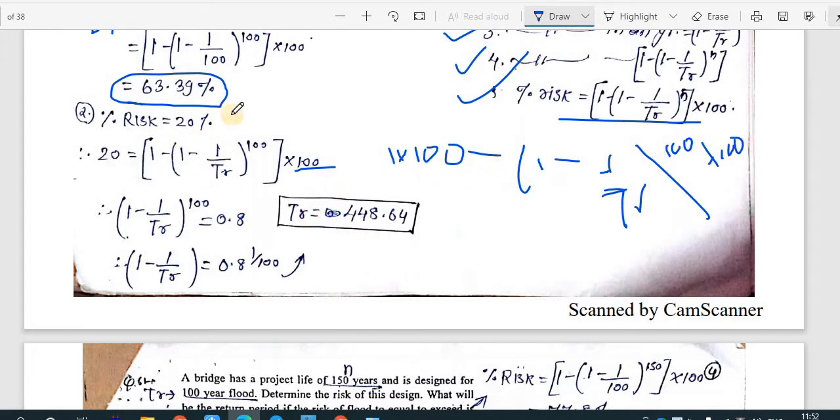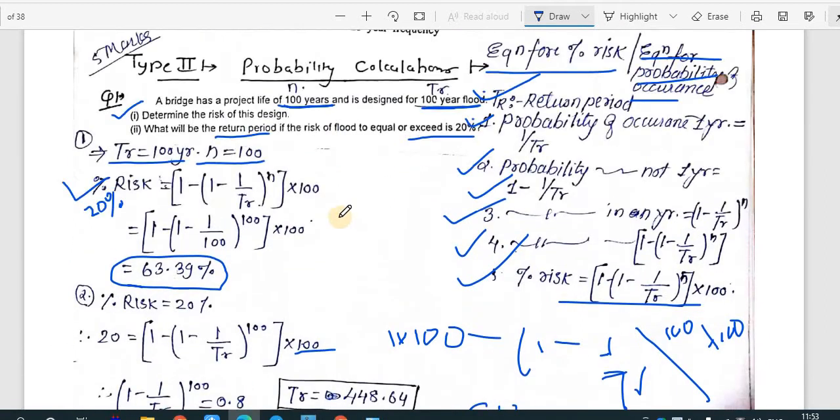So what will be the value? This 20 will get subtracted from 100, so this will be 80, and this 80 will get divided by 100. So it will be 0.8. So we are left with 1 minus 1 by TR to the power 100 equals 0.8. After calculating this, the value of TR is coming out to be 448.64. Okay, this is the return period.